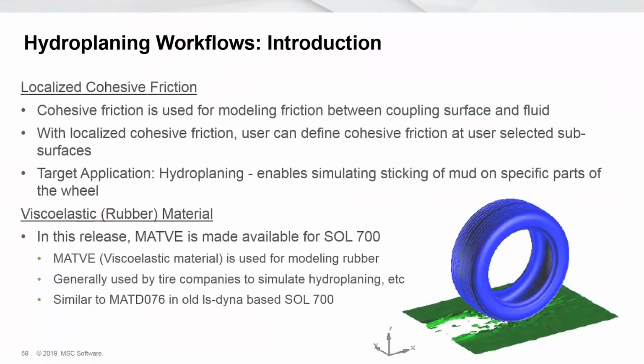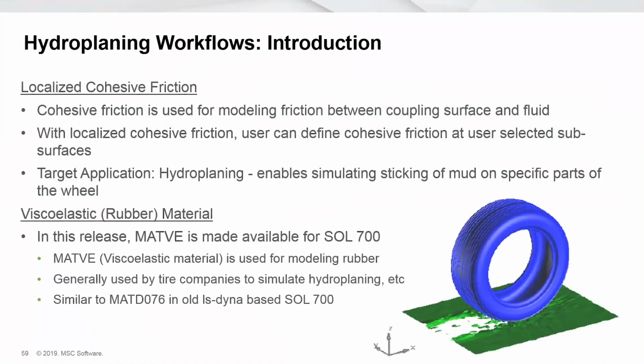So let's start with hydroplaning workflows. Here's where you have a tire model and you want to study the hydroplaning, so how the water or ice, snow may stick to the tires. In this case, originally we had collision friction, which is used to model that friction between the coupling surfaces. However, we've added the capability to define a localized collision friction, so you can select subsurfaces within any part, and you can define the collision friction in those locations only.